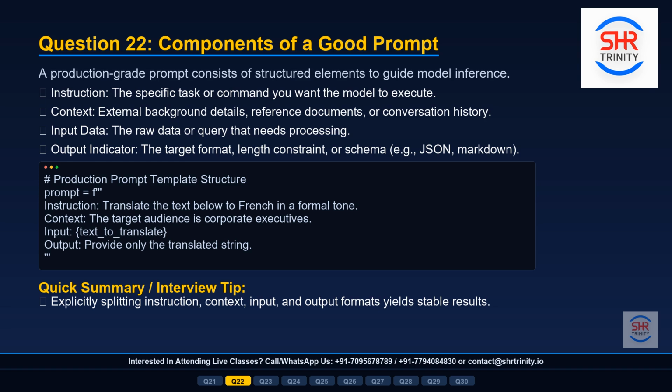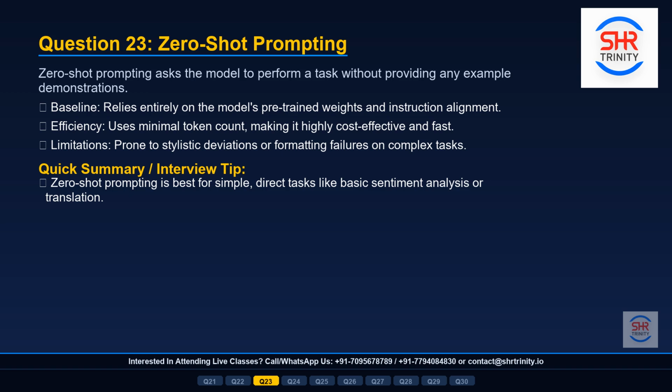Question 23. What is zero-shot prompting? Zero-shot prompting involves asking a large language model to perform a task without providing any examples of the expected input and output. You simply describe the task and provide the input. For instance, you write, classify the sentiment of this text as positive or negative: the product broke on day 1. The model relies entirely on its pre-existing knowledge acquired during pre-training to execute the instruction.